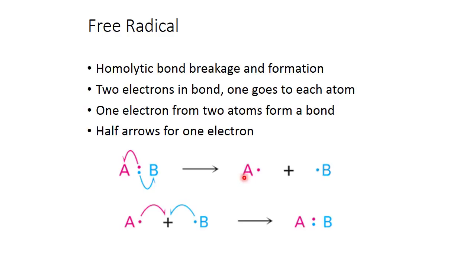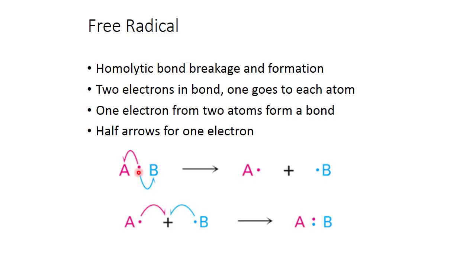Now, there may be non-bonding pairs on these atoms, or there may be bonds. We're not really concerned with that. What we are concerned with is that there is an unpaired electron. Any atom that has an unpaired electron is called a free radical.